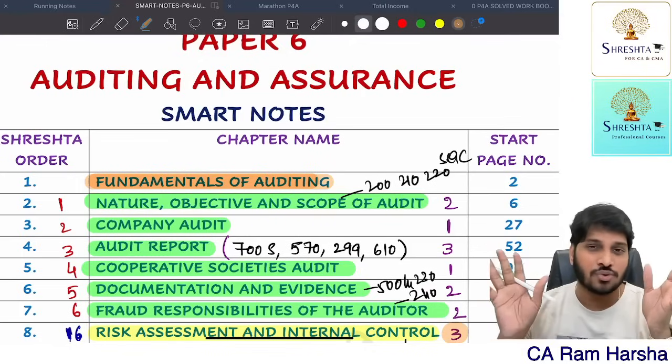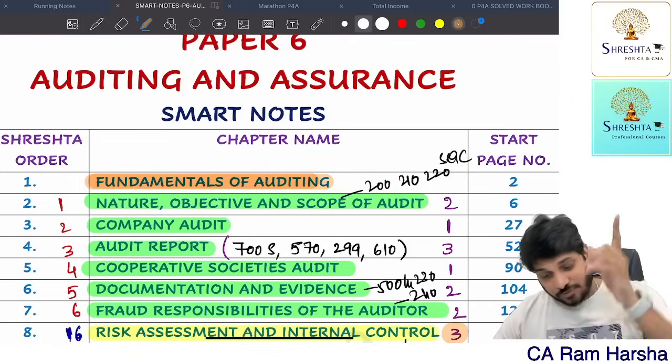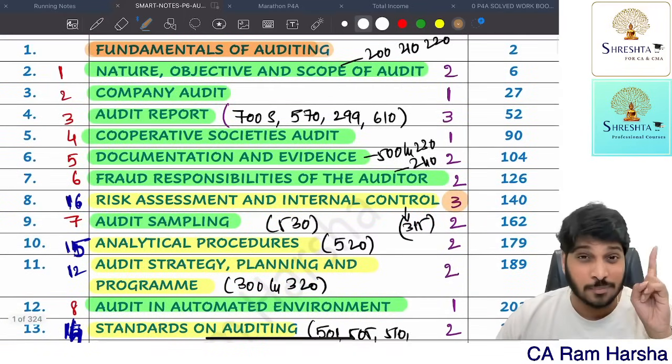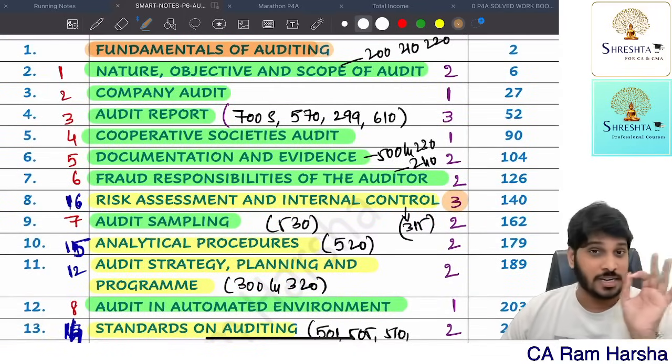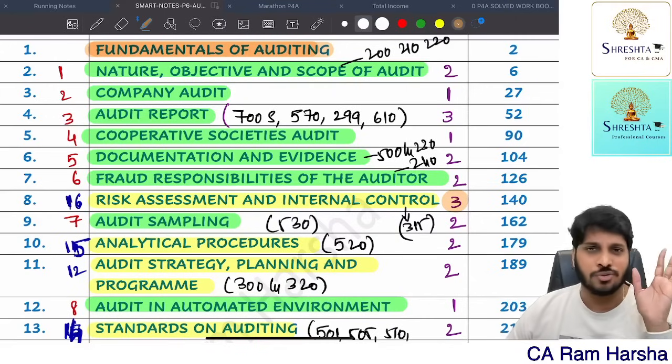But anyhow, just go through it once in the RTP. Amendments will be given in the RTP itself. Just go through once. And once you finish all this, then finally you have to come to the RTP. Getting it? Don't read the RTP at the beginning. Finally, at last, after finishing everything, then come to the RTP.